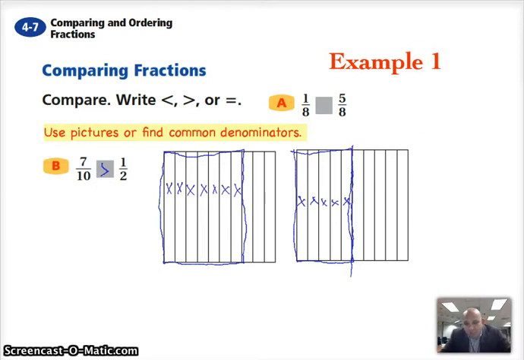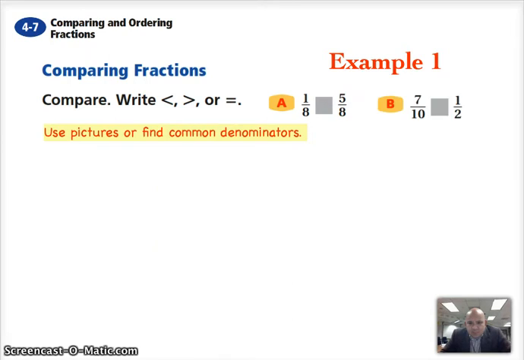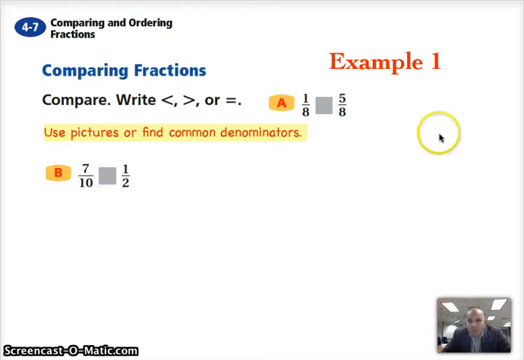Now, there's another way in which we can determine whether or not 7/10 is bigger, smaller, or equal to 1/2, and that's using common denominators, that term we just defined in the back of our book. So I'm going to go ahead and do it with common denominators. What I'm going to do here is I'm going to say, let's go ahead and get a common denominator. Well, how do we get a common denominator?